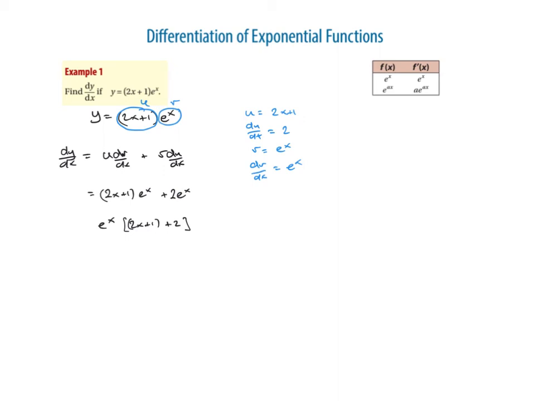You can tidy up the bracket now. Get e to the x, 2x plus 1 plus 2 is just 2x plus 3. So we've got 2x plus 3. And we generally put the 2x plus 3 in front of the e to the x, but it makes no difference. So (2x plus 3) e to the x, and that's our dy dx. Okay, let's have a look at another example.